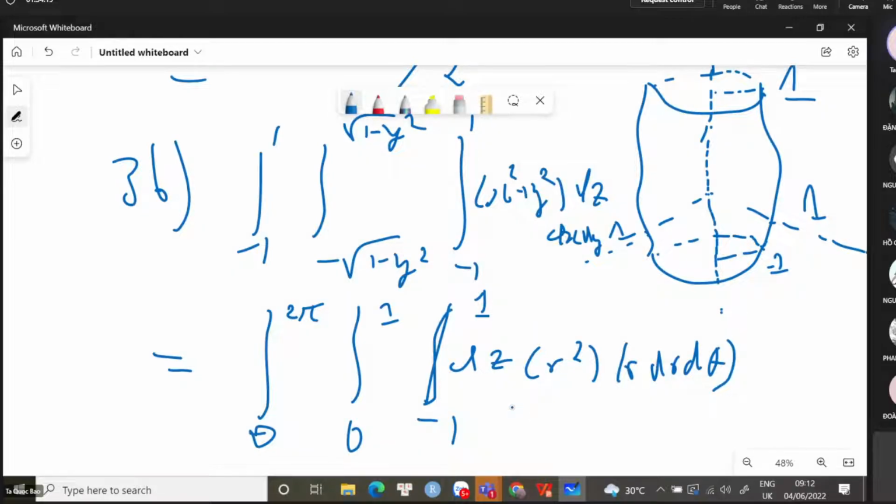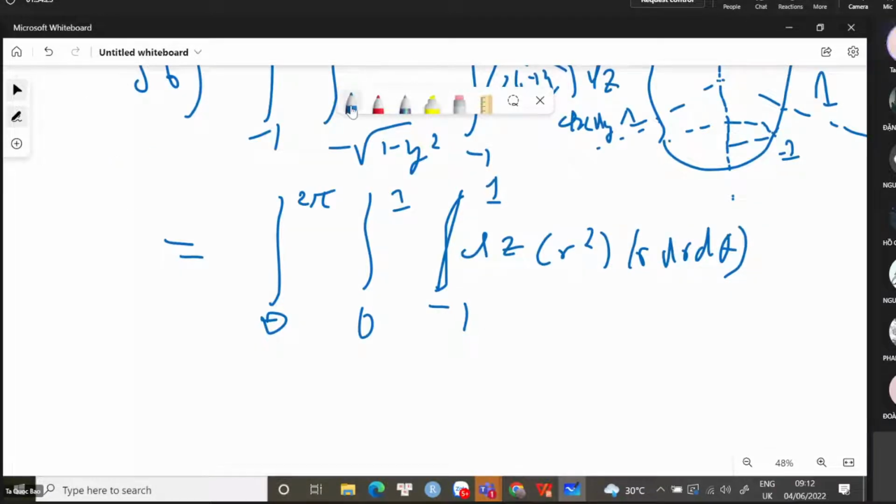Okay, so calculate this integration. It's very easy, I think. So the final result is 4 pi over 5. Understand?